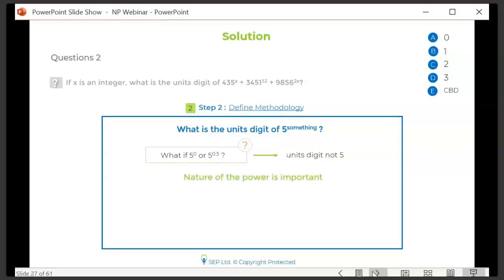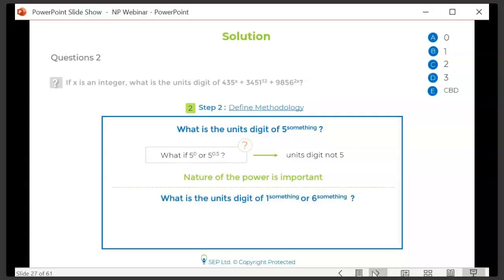Okay? It's very important to keep in mind that the nature of the power will determine the unit digit. So don't always assume that if it is given 5 to the power something, it will always be 5. That is a wrong inference. You should always look at the power.